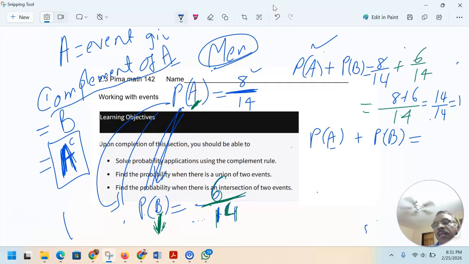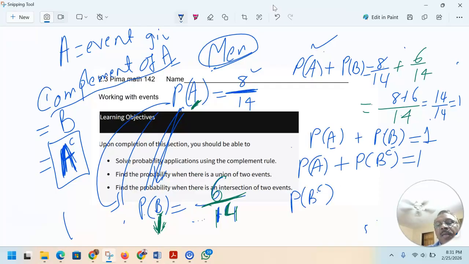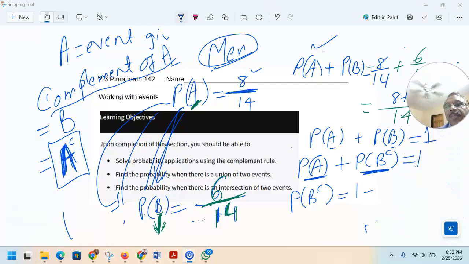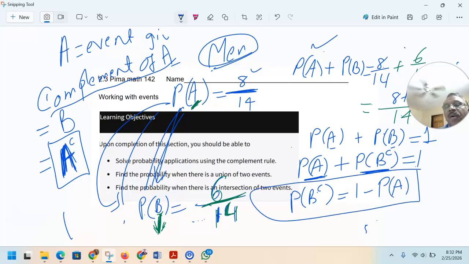So when you write this, this answer is 1, and we can write this as probability of A plus, instead of B, probability of A complement is 1. So if I add this plus this it is 1, that means probability of A complement will be equal to 1 minus probability of A. See, this is the formula, and that's called the complement rule.